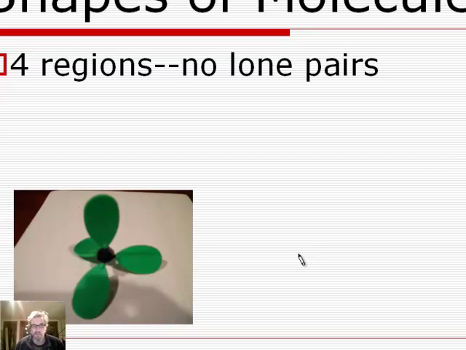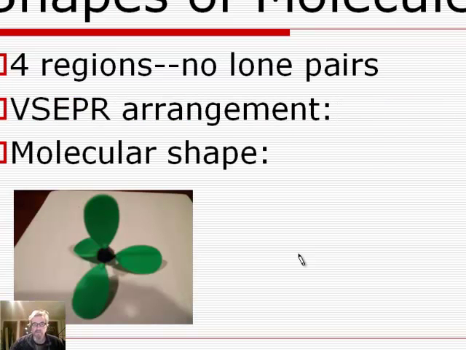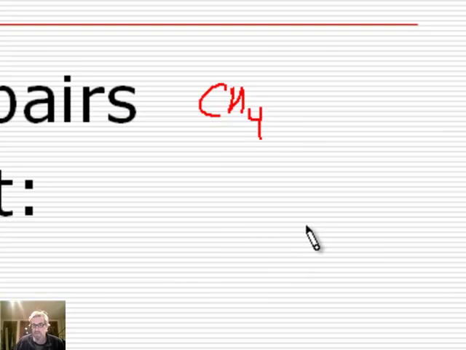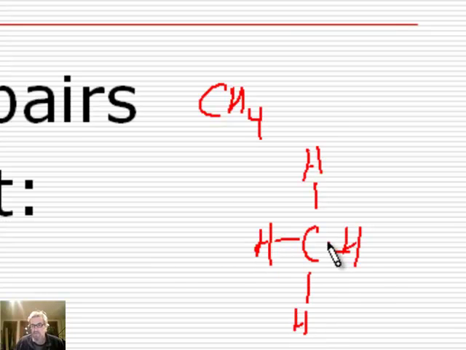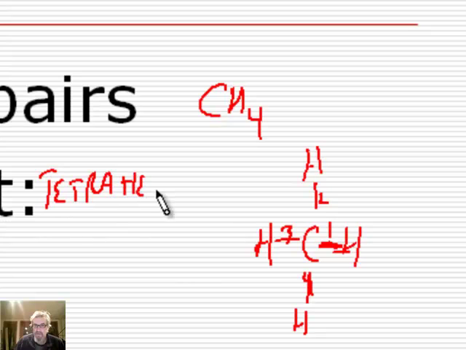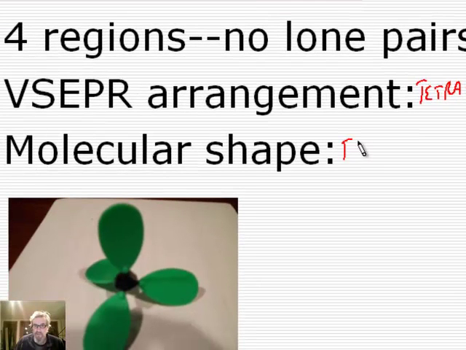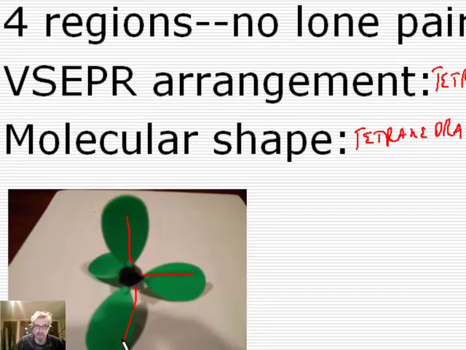Well, next we're going to look at examples where we have 4 regions. First of all, we're going to look at 4 regions with no lone pairs. An example of this would be methane, CH4, and the Lewis structure for methane we saw earlier looks like this. So looking at the central carbon, we see 4 regions of electron density, 1, 2, 3, 4, all in bonds. Well, that means the VSEPR arrangement is tetrahedral. And the molecular shape is also tetrahedral because all of these regions of electron density are actually bonds.